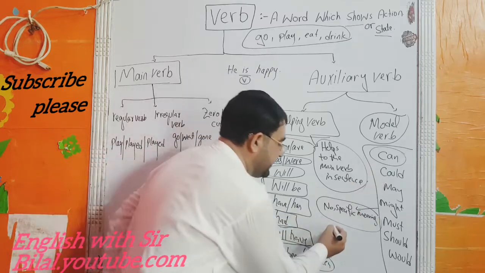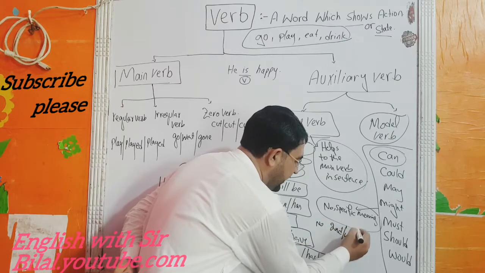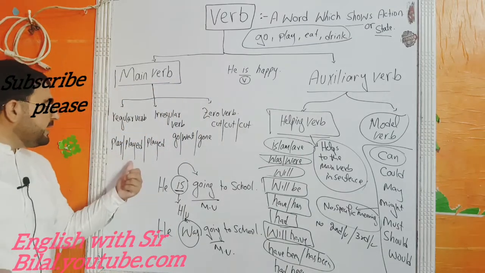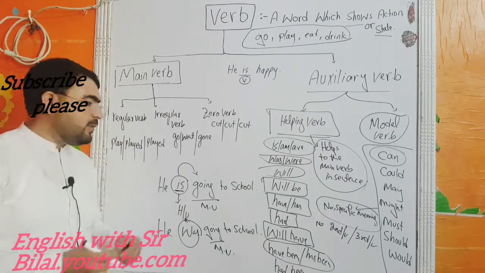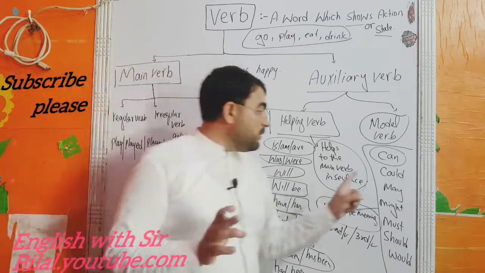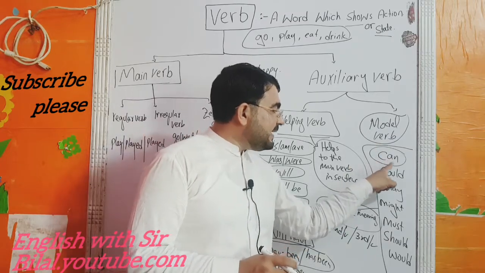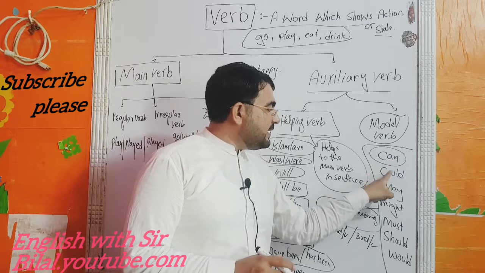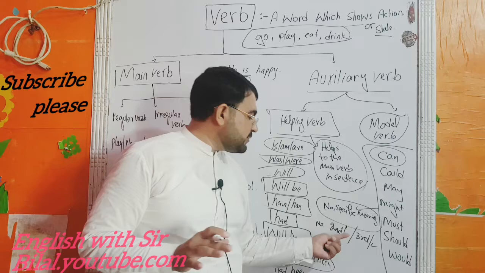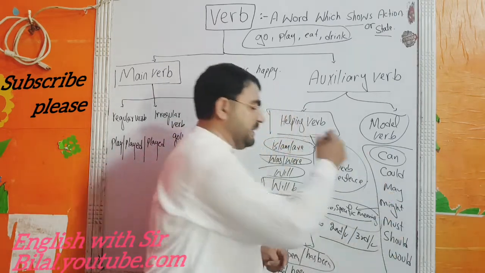The second point, they have no second and third form. Normally, like play, played, we can make the second and third form. Here go, went, gone, cut. But modal verbs have no second form and third form. They only have the same form: can, could, may, might, must, should, would. They have no second and third form. So this is the second point: no specific meaning and no second and third form.